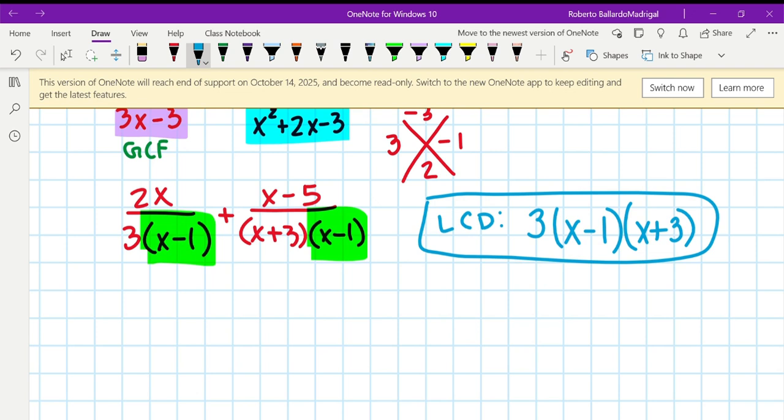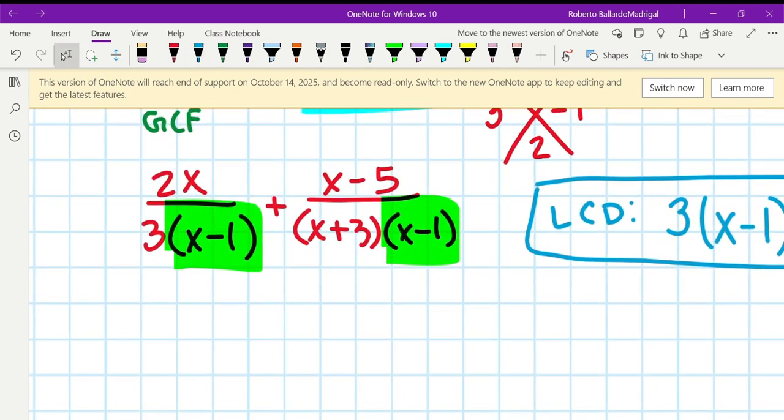No, you're not doing x minus 1 squared because we're not combining them. I'm just writing this on the side. I want my new LCD to have all three terms. So my first fraction already has 2 of the 3 terms. It has the 3 and it has the x minus 1, but it's missing what? It's missing the x plus 3. So that's what we're going to multiply it by. We're going to multiply it by x plus 3 over x plus 3. And then you'll do the same for the second fraction. It has the x plus 3. It has the x minus 1, but it's missing the 3. So you multiply top and bottom by 3.